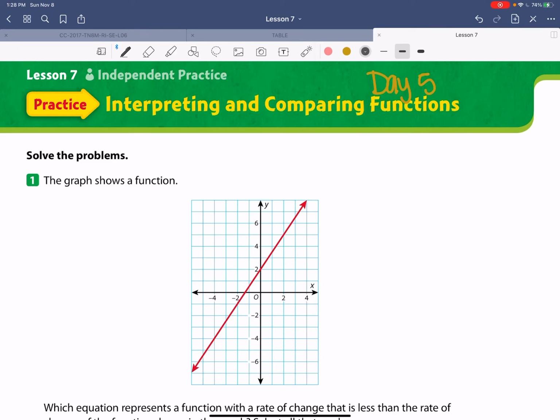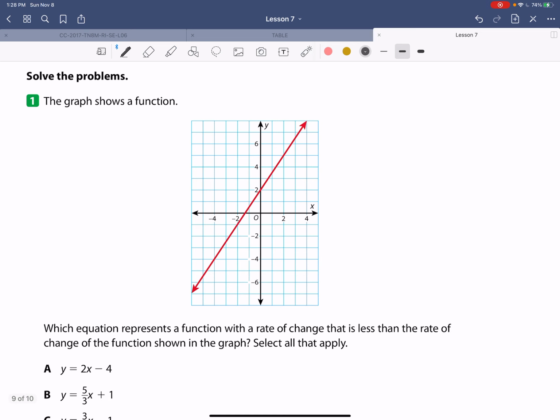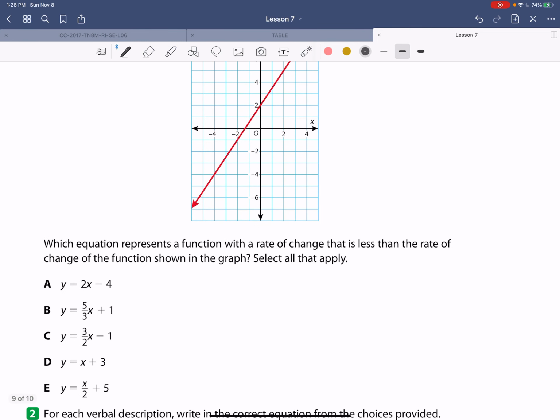And finally, we've reached day 5, interpreting and comparing functions. So we're putting together everything we've learned for this week. So number 1, the graph shows a function. Which equation represents a function with a rate of change that's less than the rate of change of the function in the graph?